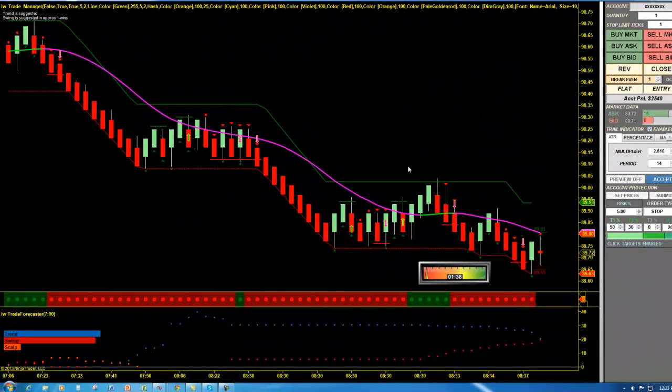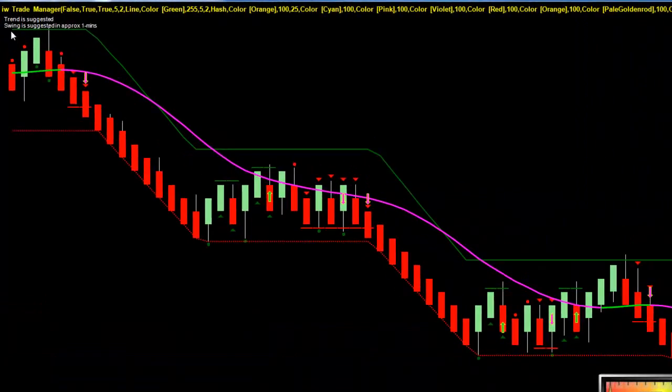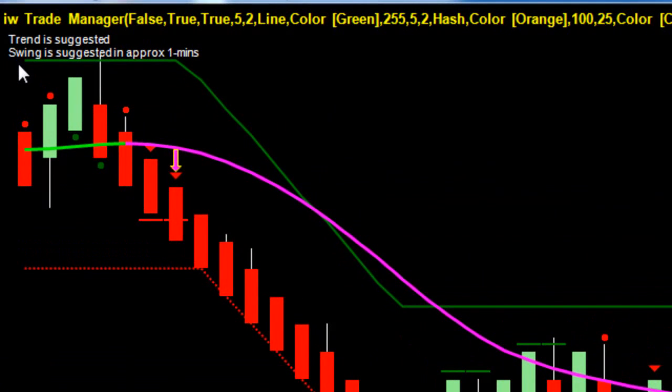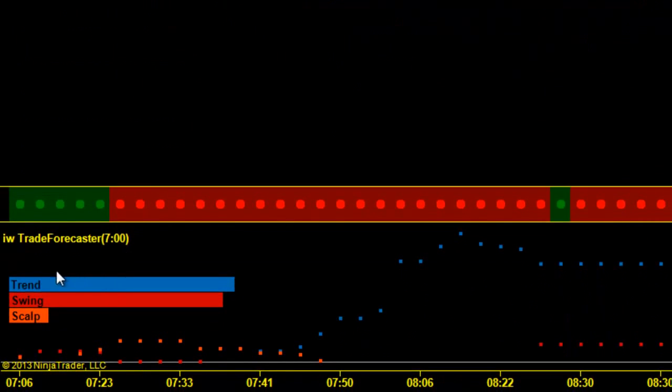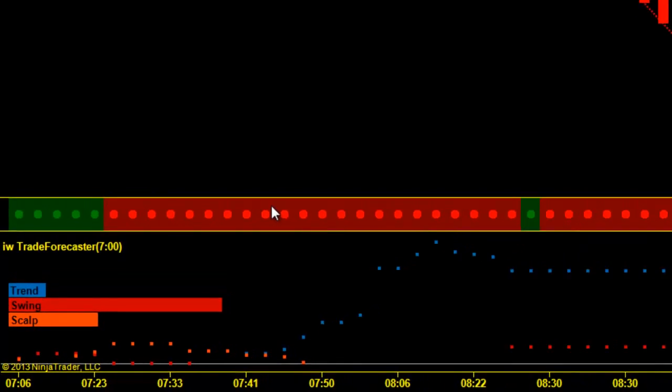Okay, I have brought in my Falcon Swing Trader, and currently Trade Forecaster is telling me that a swing trade could be in our future in about 1 minute. Notice the histogram here, we still have trend in place, but you'll see that the swing histogram is starting to overtake the trend histogram. Let's just be patient and wait for our signals. I'm going to pause the video and we'll wait for the signal and see what happens.